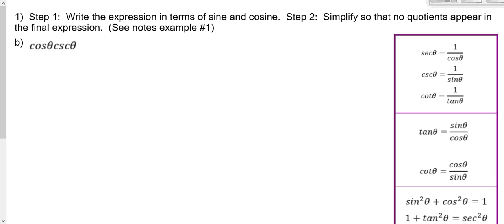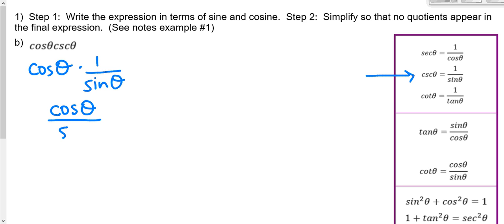Number 1b, same directions. This time we have cosine theta times cosecant theta. And so what we can do is rewrite cosecant theta in terms of sine. Cosecant theta is 1 over sine theta. So we have our cosine theta times 1 over sine theta. This time nothing cancels. We can combine it into one fraction, cosine theta over sine theta. But the directions say no quotients should appear in the final answer.